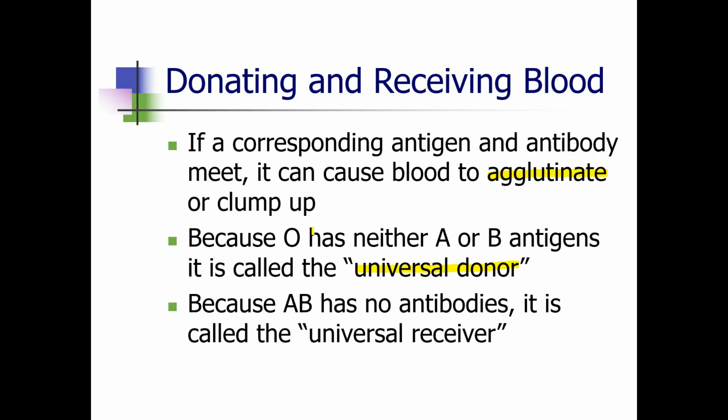O negative is the true universal donor because anybody can receive that and they will not produce antibodies, because there are no antigens. Now AB, because they don't produce any antibodies, is what we call the universal receiver. And technically it is AB positive that is the true universal receiver.